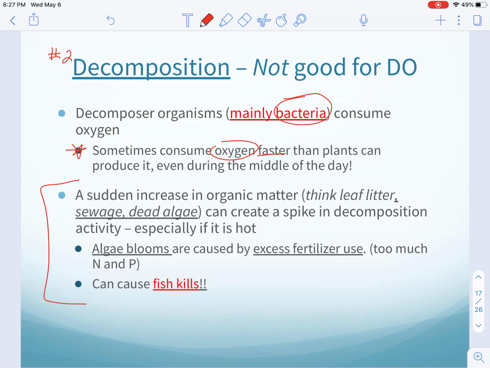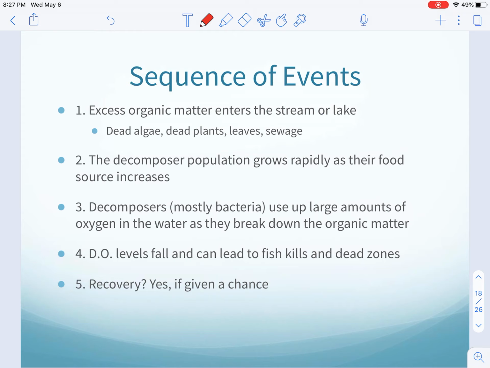especially when we get to the stuff down here where humans are adding excess organic matter, like the nitrogen and the phosphorus from fertilizers and sewage, and eventually that whole process leads to fish kills or dead zones. Okay, so again, another way to see how all of these different cycles are coming together.